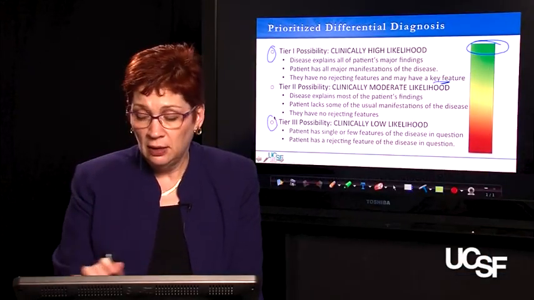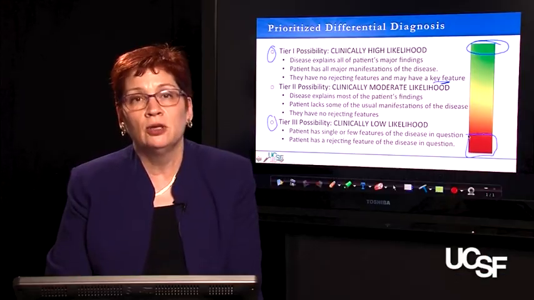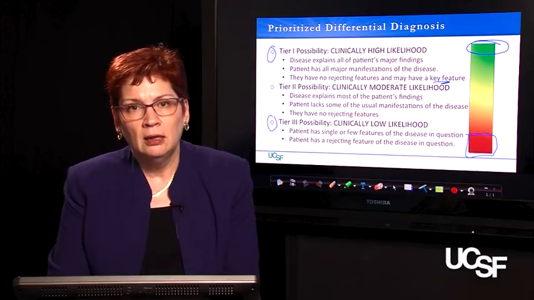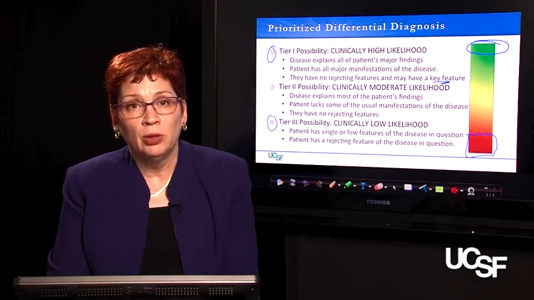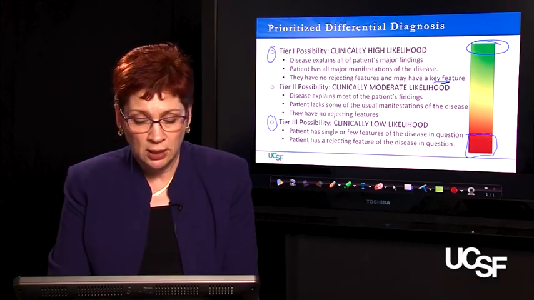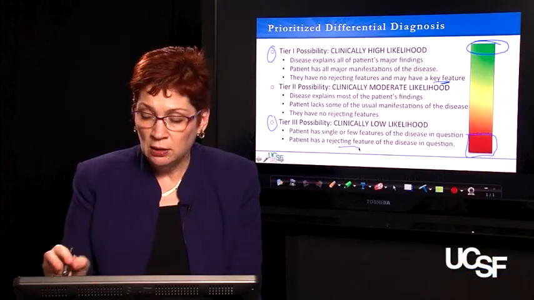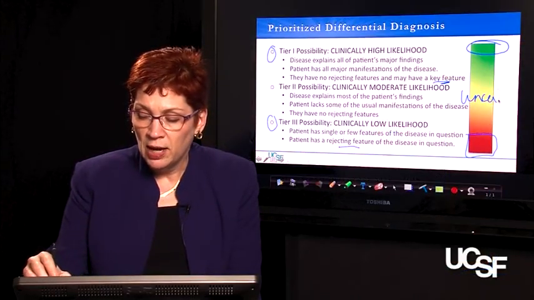At the other end of the heuristic ruler was a tier 3 possibility, unlikely or very unlikely. That was the appropriate category if the disease under consideration had only an ability to explain a single or maybe a couple of features of the patient's presentation, or if the patient had a rejecting feature of the disease in question. And in between, we call this uncertainty or moderate likelihood.